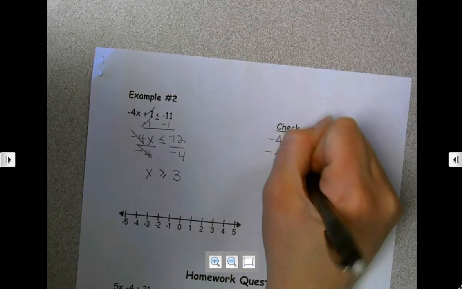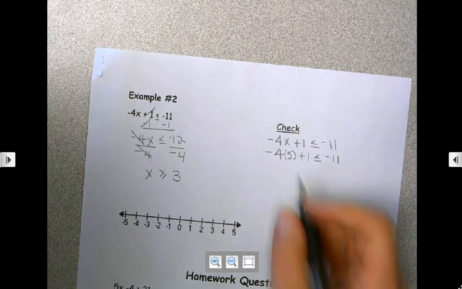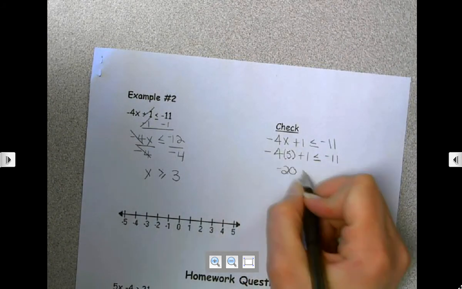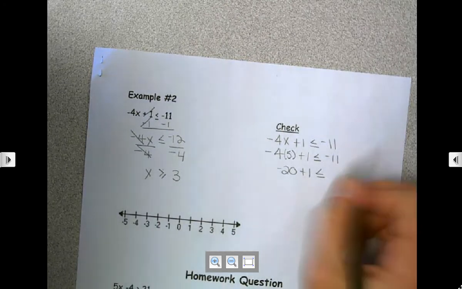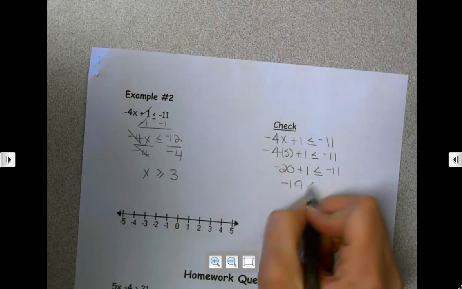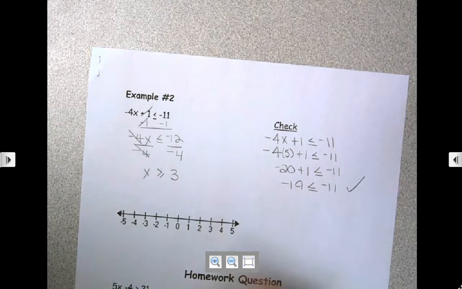5 is a good number to choose. It's an easy one to multiply in my head. -4 times 5 is -20, plus 1, less than or equal to -11. We get -19 is less than or equal to -11. Is that true? Absolutely. So we're going to go ahead and take our solution.